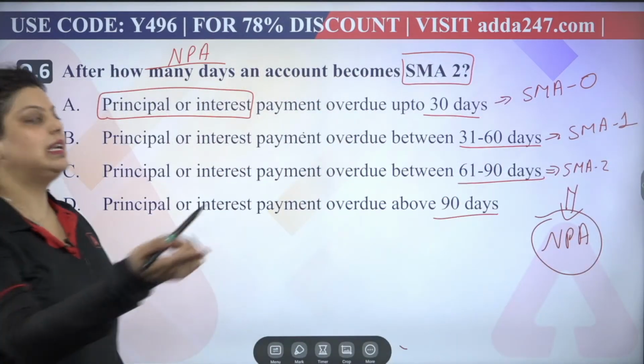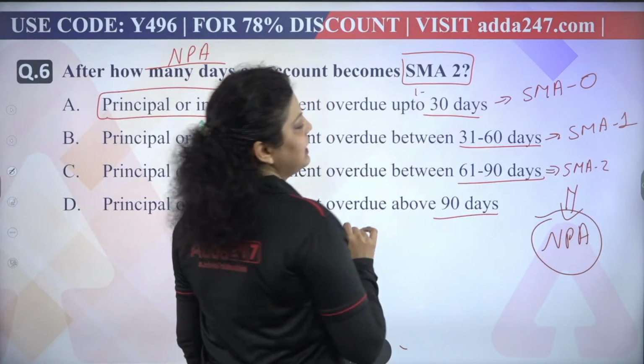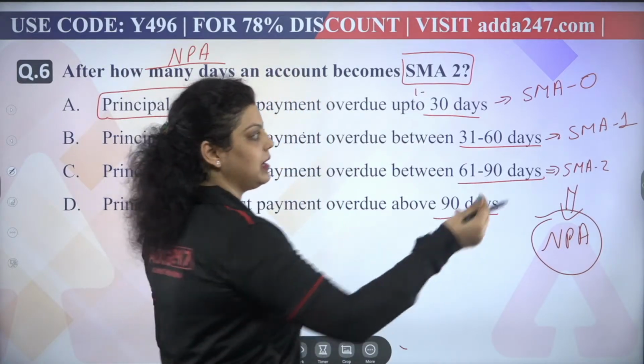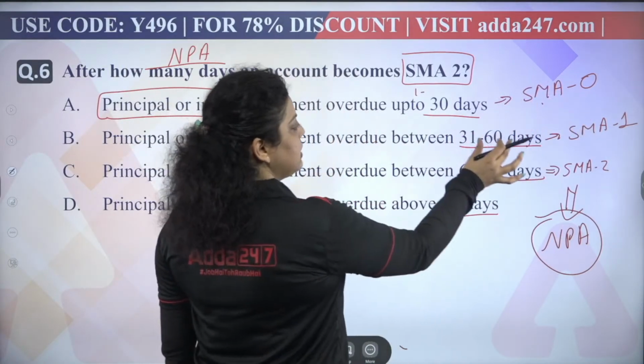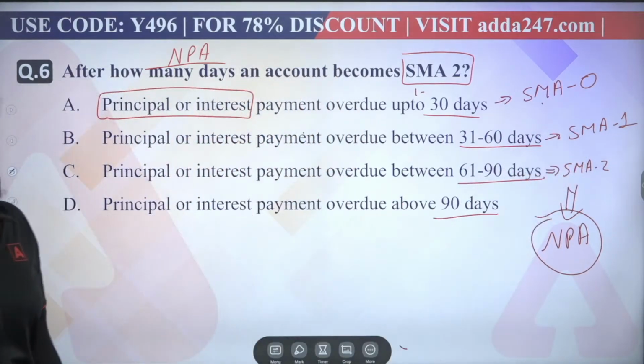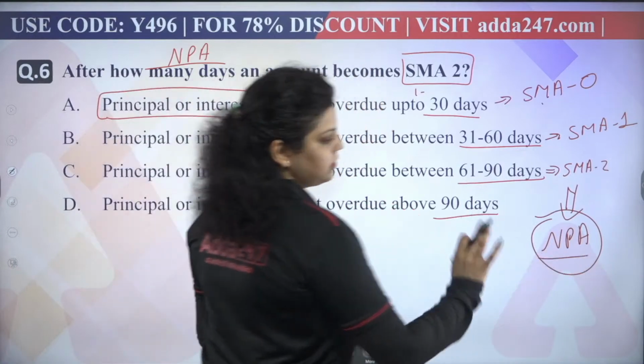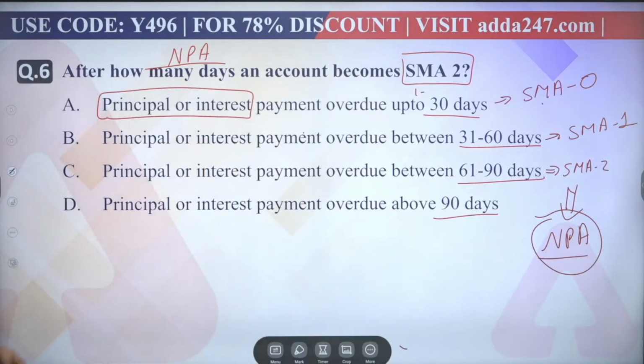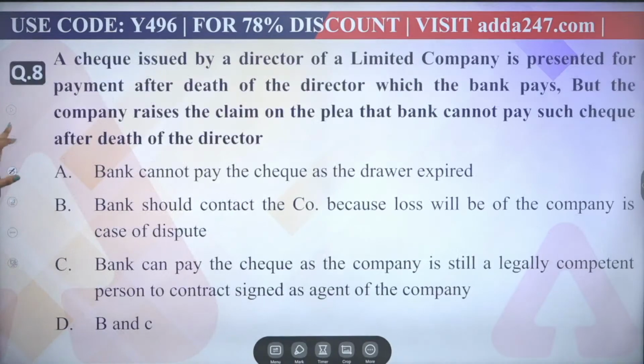So 1 to 30 days, if the principal and interest are not paid, then it will be SMA 0. 31 to 60 is SMA 1 and 61 to 90 is SMA 2. After this, the loan will go to the NPA, non-performing asset. Now clear to everyone? Now let's move to the next question.